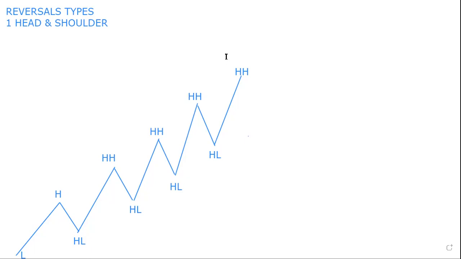Now, a reversal has its own patterns, and that is why I'm giving us head and shoulders as the first one. Reversal types: head and shoulders. I just want to brush through it before we go to support and resistance.